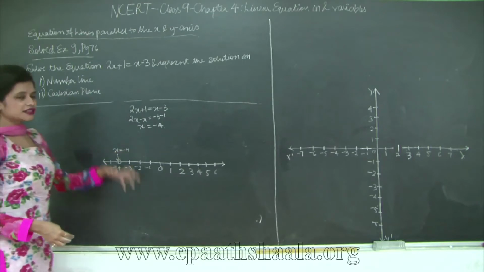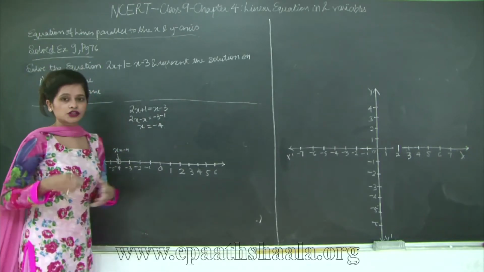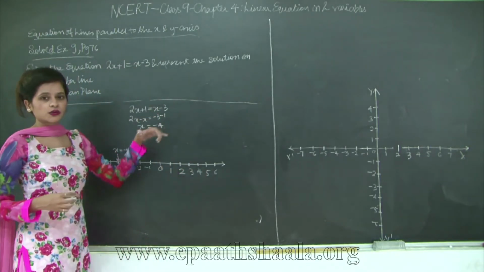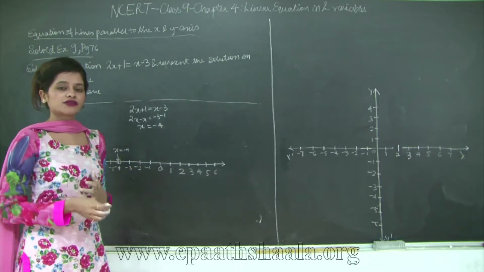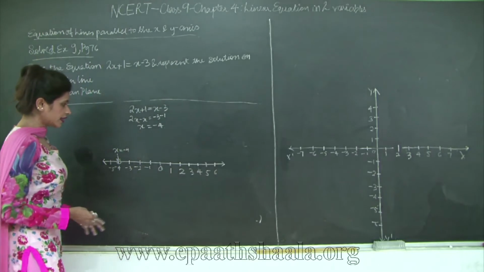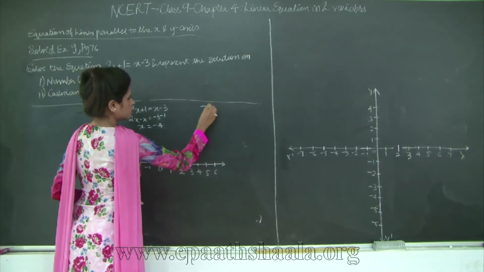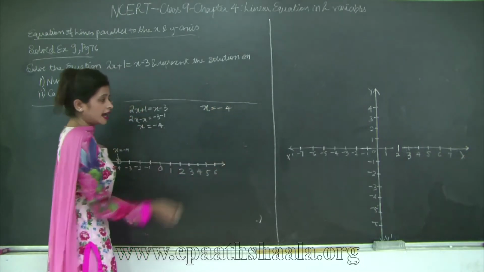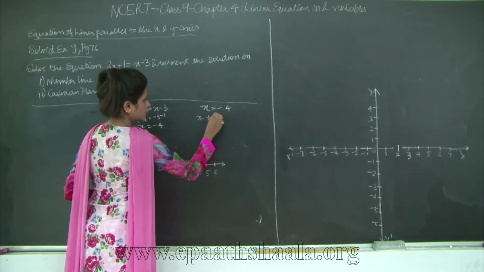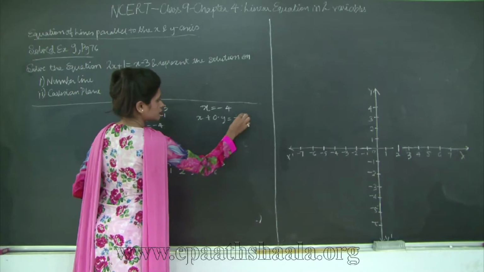Now how about representing this equation on the Cartesian plane? So first of all, what should we do to this equation so that we get an equation for a line in the Cartesian plane? We need an equation in two variables. So how are we going to do that? Let's say this is x is equal to minus 4. I can rewrite this as x plus 0 into y is equal to minus 4.